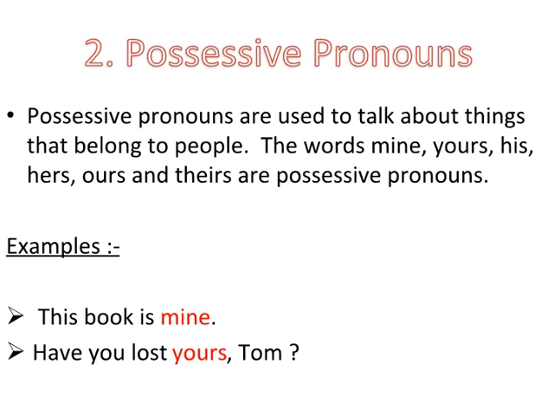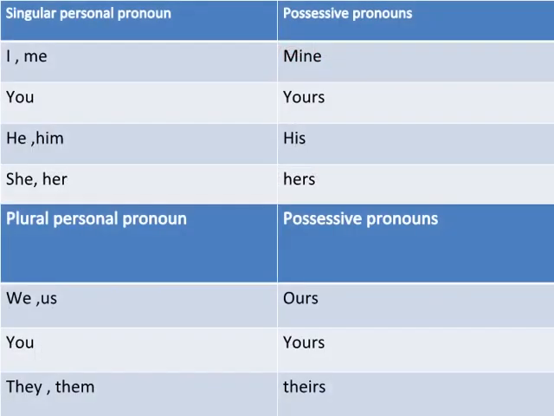Remember, possessive pronouns don't just substitute nouns, they show possession over a person, a place or a thing. Unlike possessive adjectives, however, they can stand alone. Singular personal pronoun, possessive pronouns: I, me, mine; you, yours; he, him, his; she, her, hers. Plural: we, us, ours; you, yours; they, them, theirs.